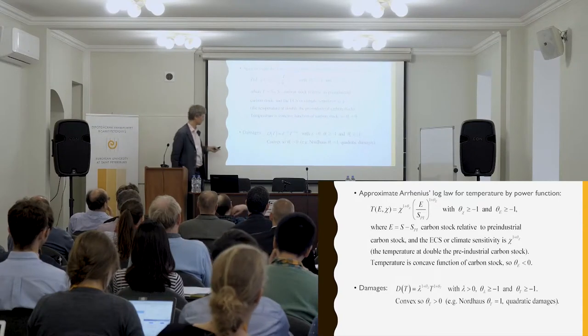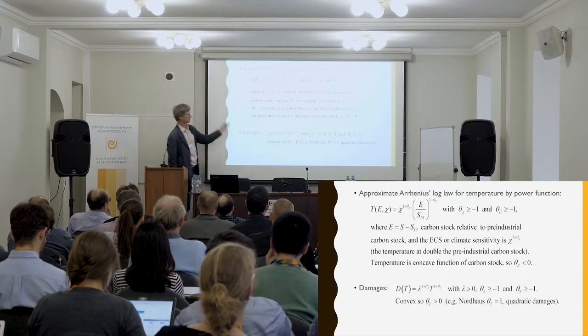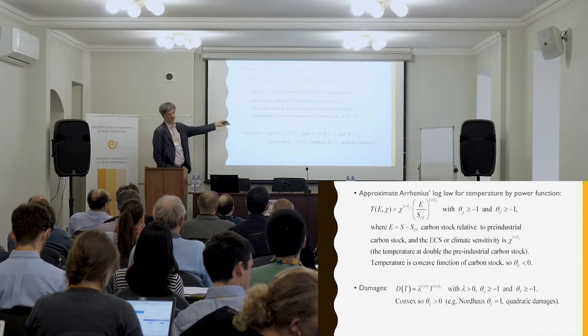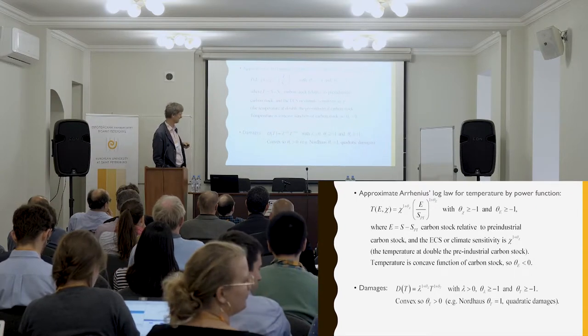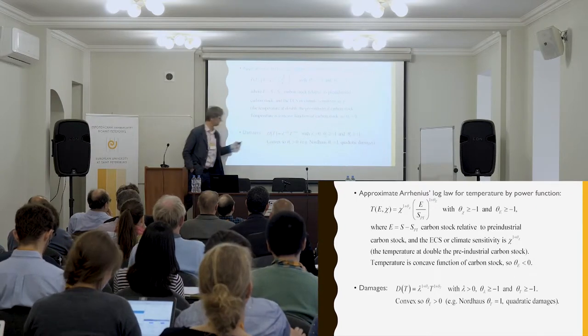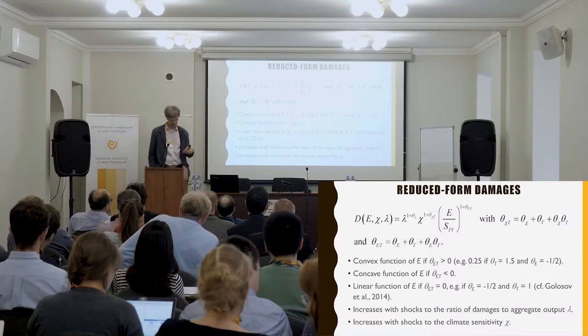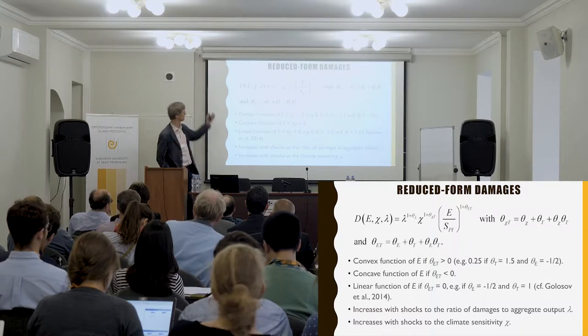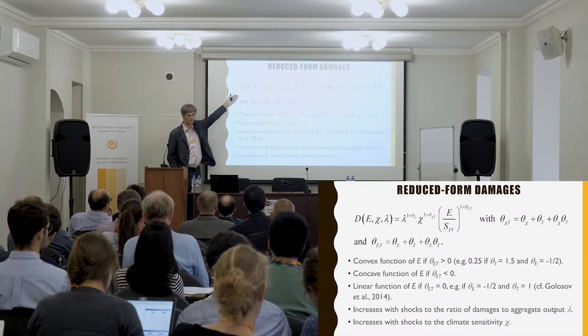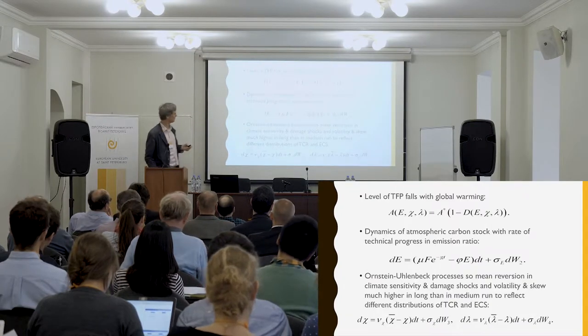And damages are proportional, you could say T squared and theta T is 1, but whatever, we are generalizing. And there are some shocks to the damage ratio. So really this is the reduced form damages. Reduced form damages depends on all of these things. I will explain this as I discuss the rule in a second. But basically damages are a function of temperature. Temperature is a function of the carbon stock, so damages is a function of the carbon stock and the shocks.